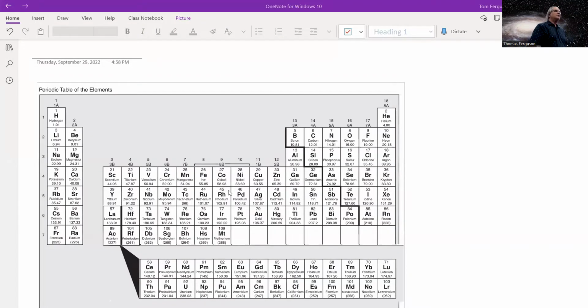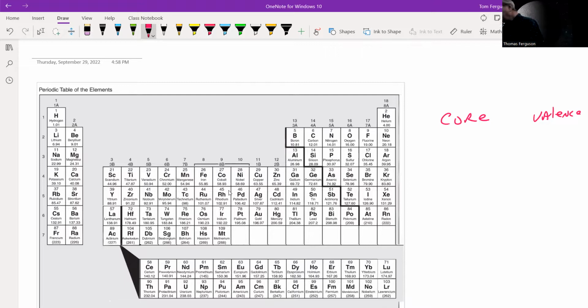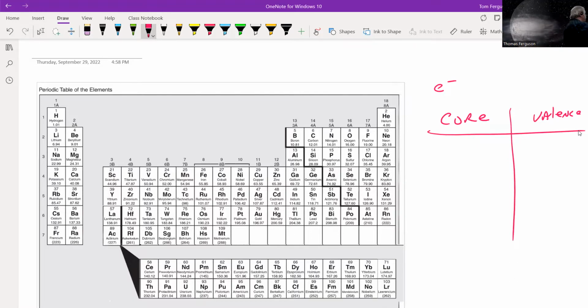We're going to be starting with our good old periodic table. And again, we're going to keep going back to the periodic table. Now, I want to remind everyone that there are two categories of electrons: core electrons and valence electrons. And again, the total chemistry of the atom is determined by its valence electrons only.